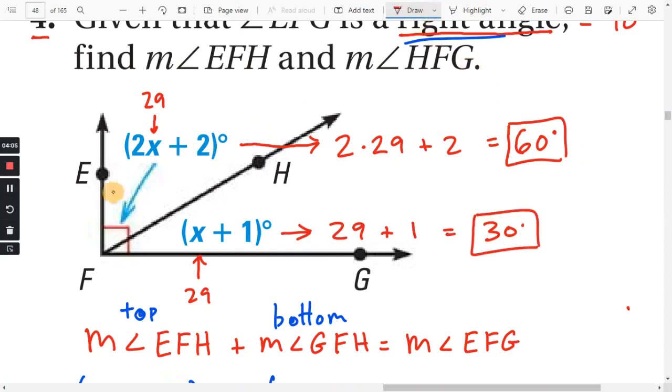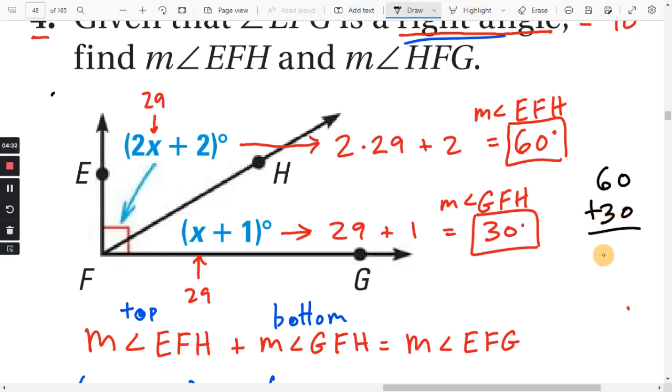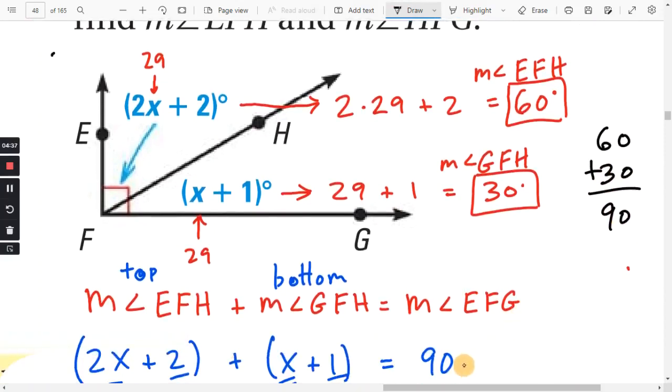All right. So the top one was EFH. And the bottom one was GFH. And really, you're supposed to have the M symbol in the front, the M and the angle symbol, measure of angle GFH. Okay, and the final check, if you add 60 plus 30, of course, you get 90. All right, and we said that before, that it was a right angle and they equaled 90. So that's how you check your answer.